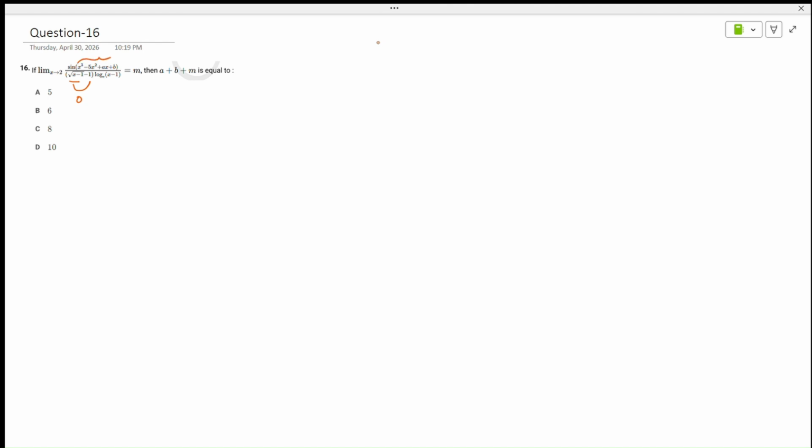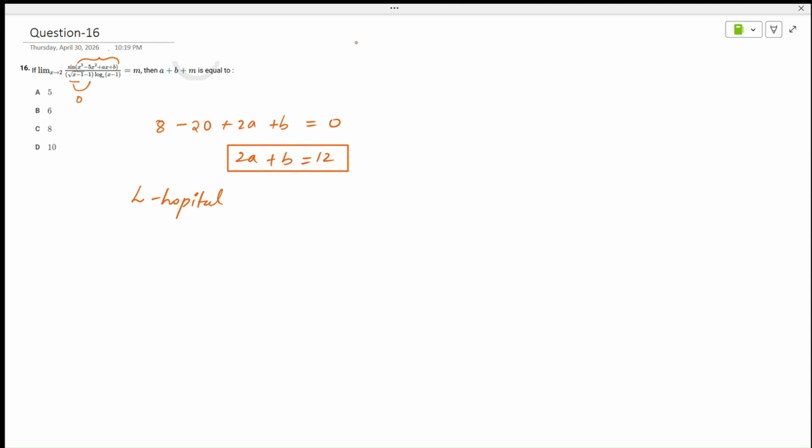That is possible when this function is equal to 0. So 8 minus 5 fourths 20 plus 2a plus b equals 0. That means 2a plus b equals minus 12. Since both numerator and denominator are 0, we'll use L'Hospital's rule. So by using L'Hospital's rule, we'll differentiate numerator and denominator.